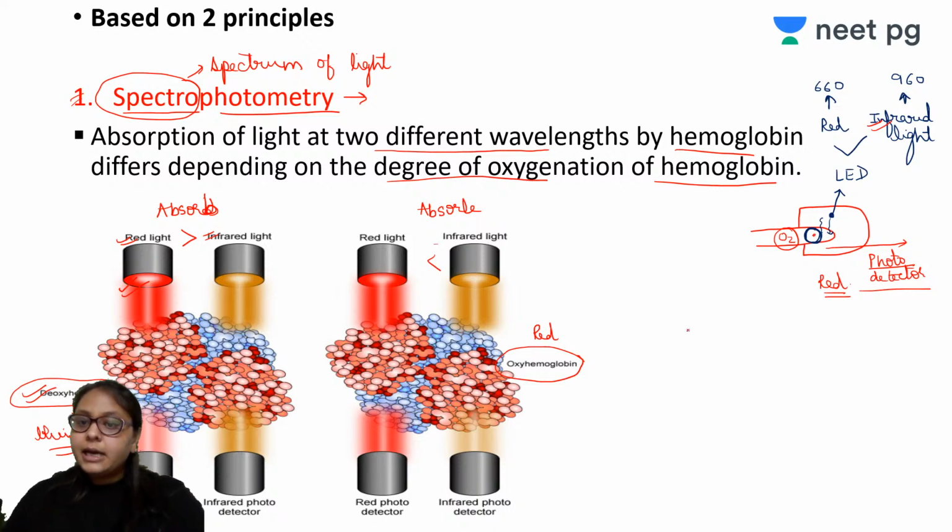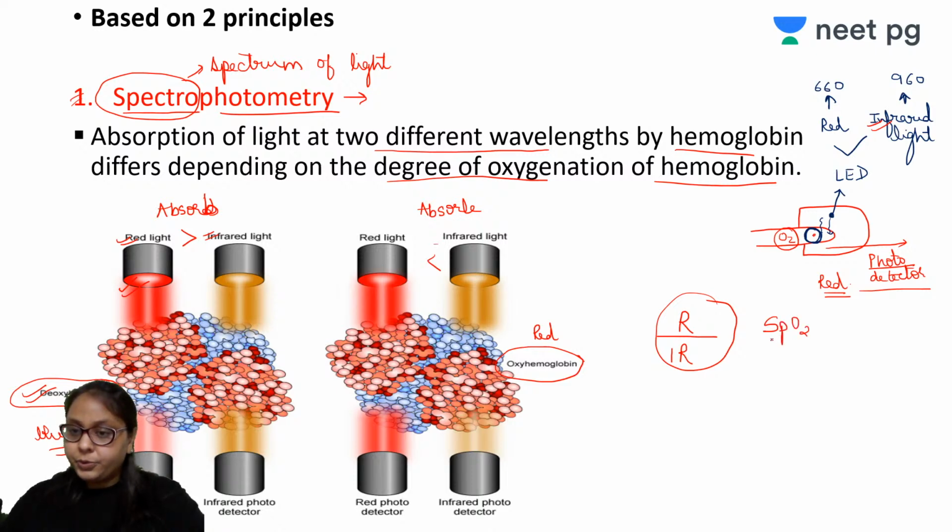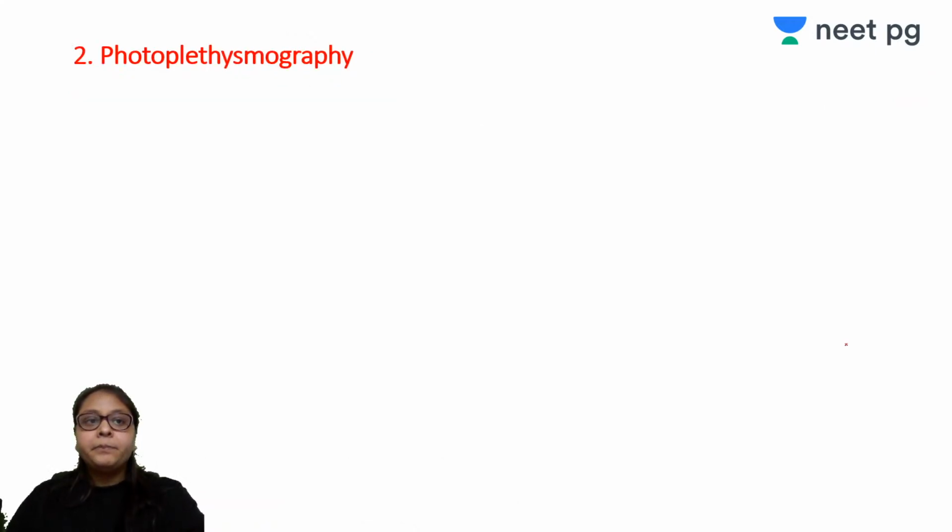Now how does SpO2 come into this? The ratio of the red light upon the infrared light, its numerical transformation, that will tell us about the SpO2. So if the red light absorption is more, then the SpO2 value will be less, so the ratio is inversely proportional to the SpO2 finding.